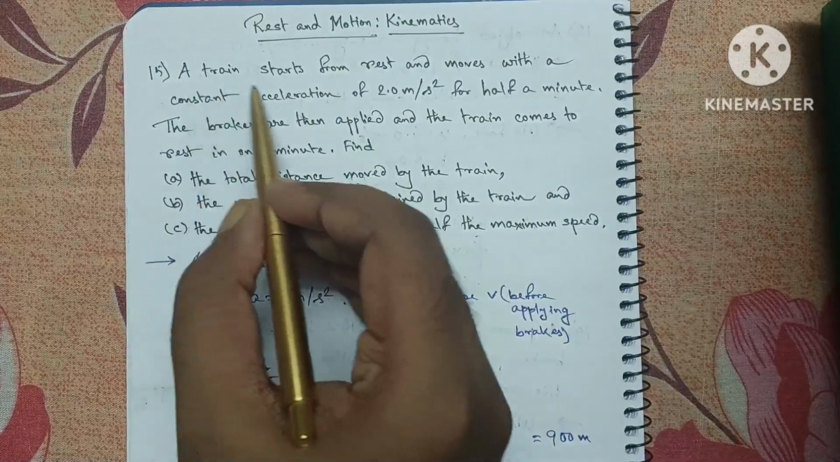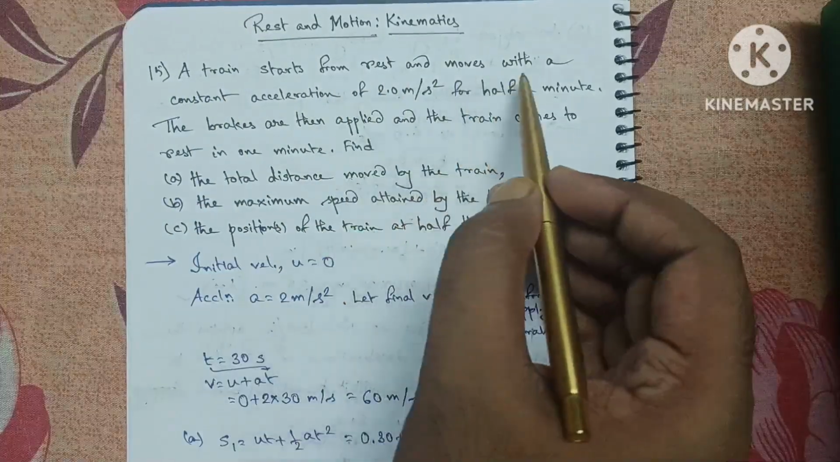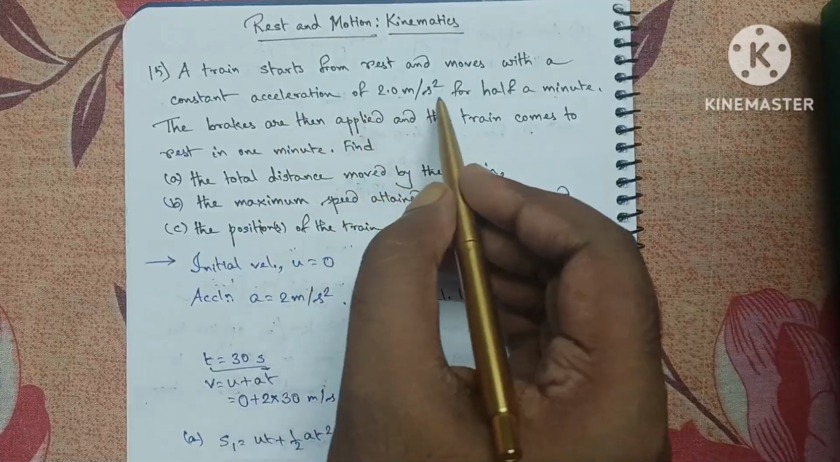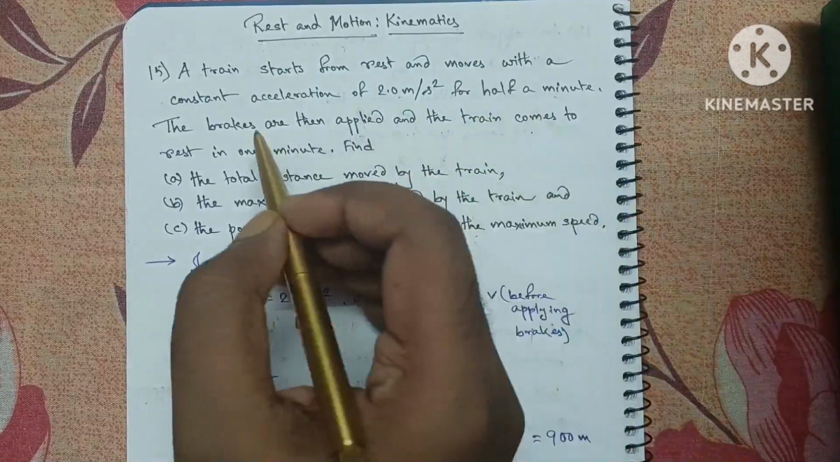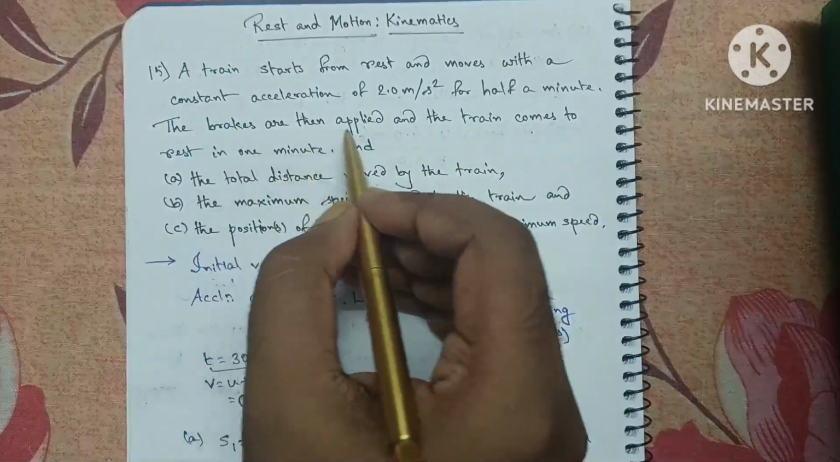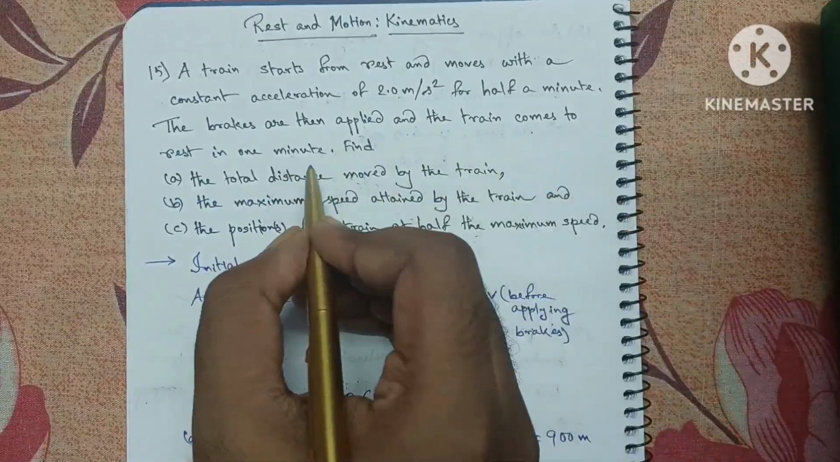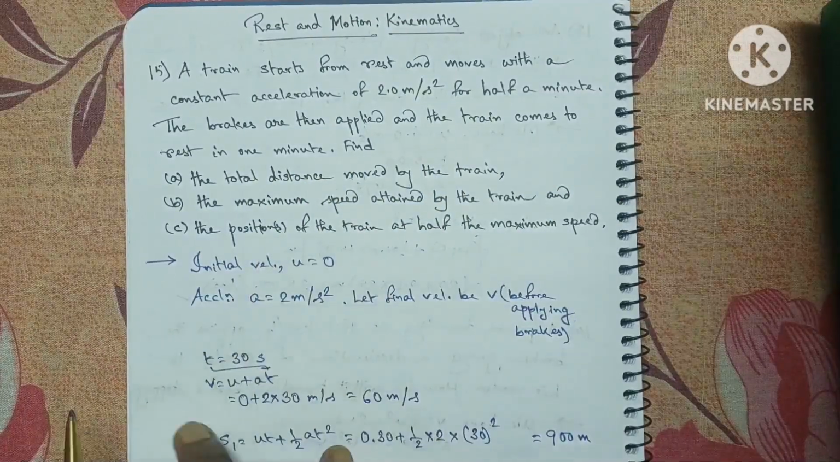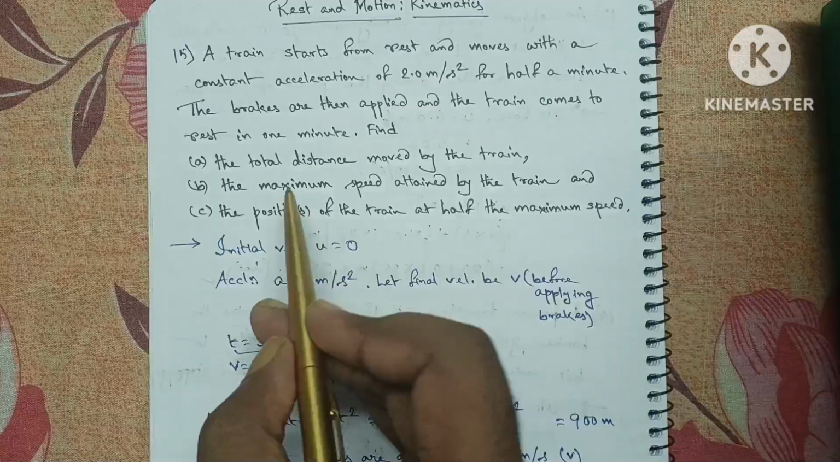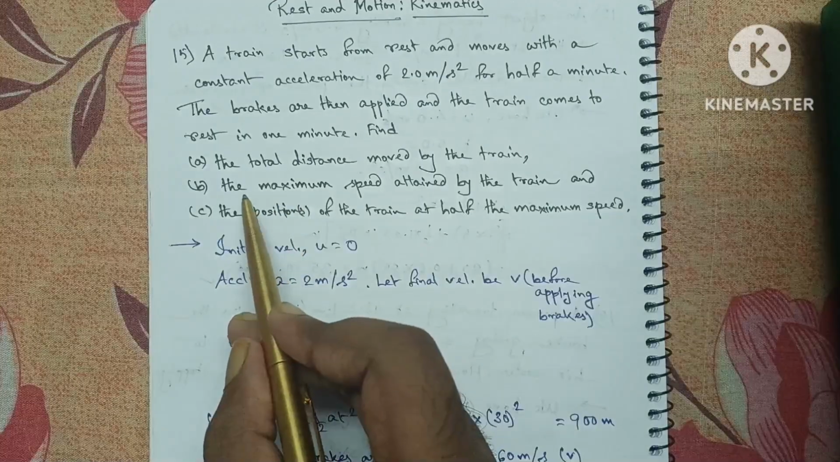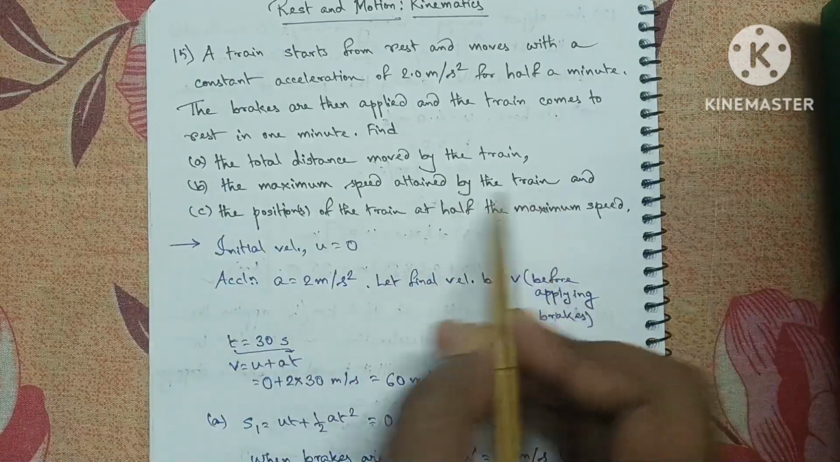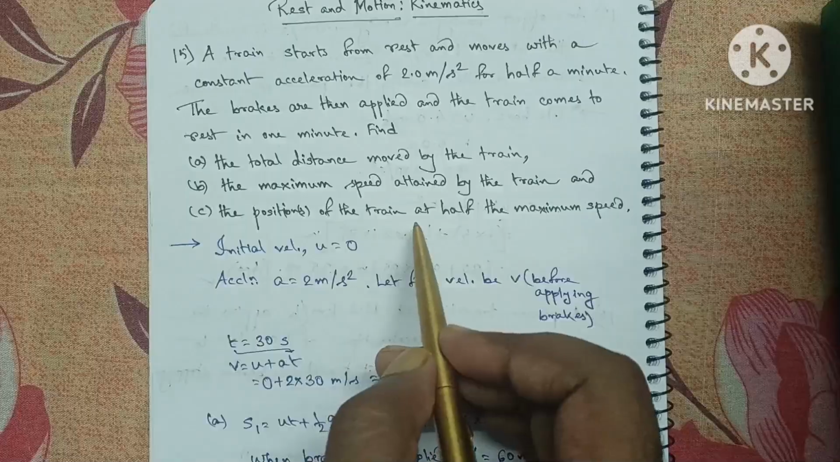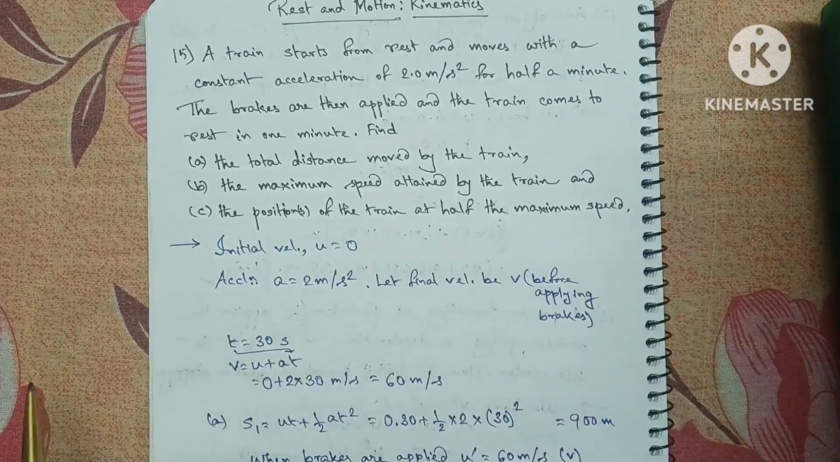It says a train starts from rest and moves with a constant acceleration of 2 meters per second squared for half a minute. The brakes are then applied and the train comes to rest in 1 minute. Find, number 1, the total distance moved by the train. Number 2, the maximum speed attained by the train. And number 3, the positions of the train at half the maximum speed.